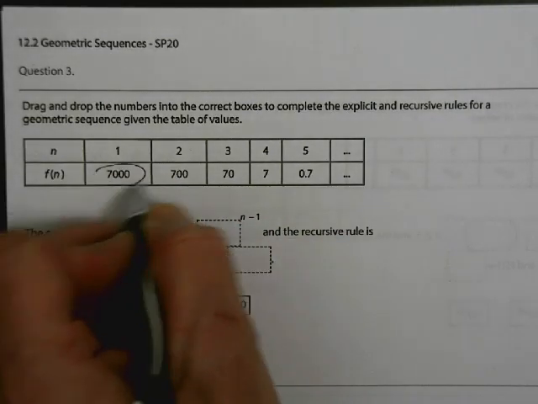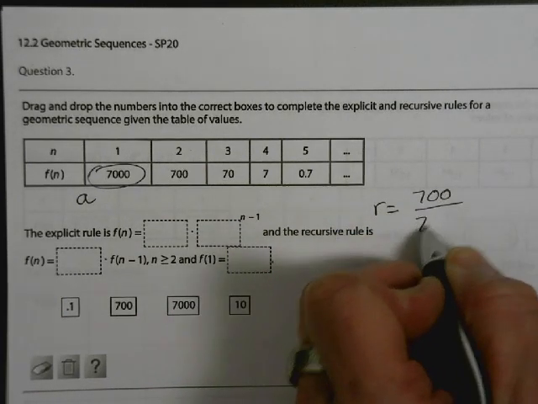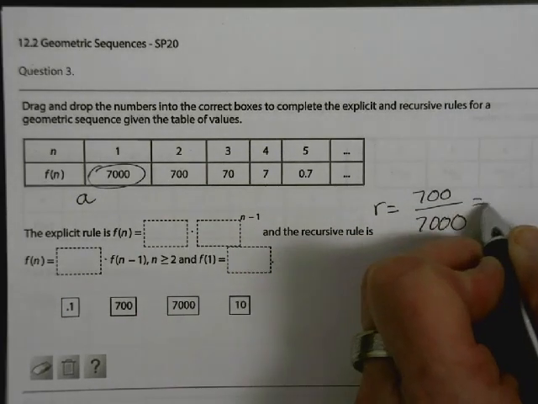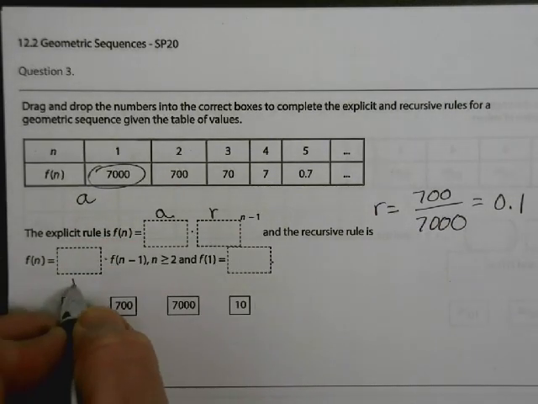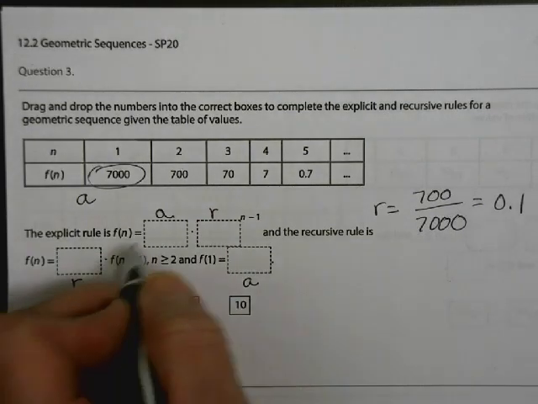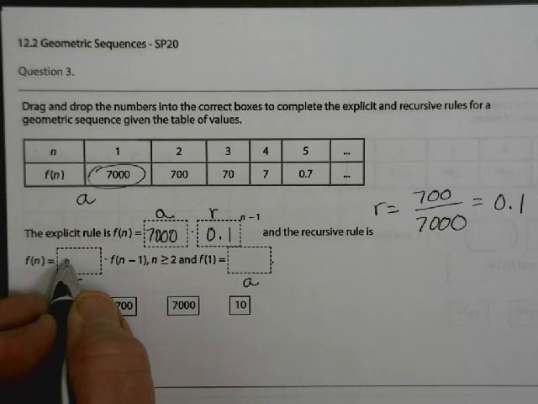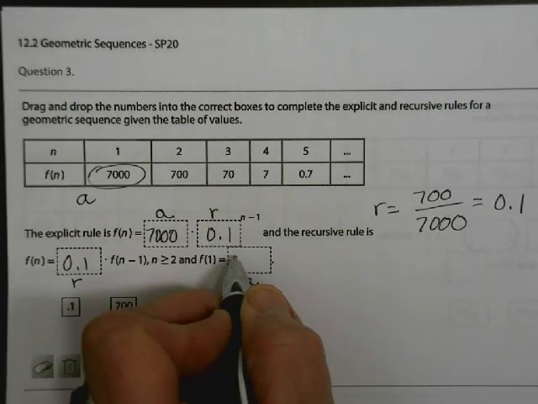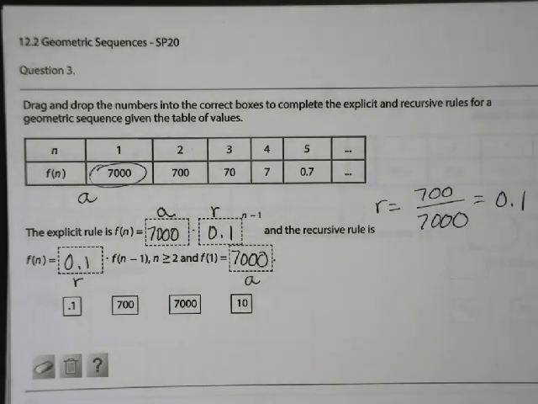Oh, this one starts with the number 1. So that's a pickle. You see how the power changed to n minus 1? This is still A. R is still 700 over 7,000, which is 0.1. So A is still here, R is still here, R is still here, A is still here. 7,000.